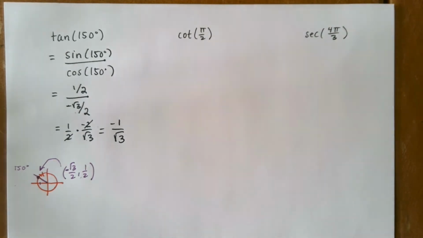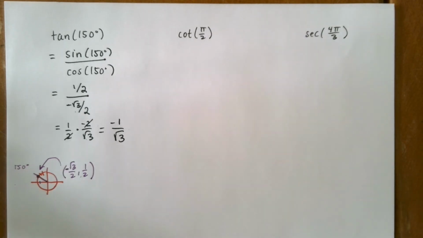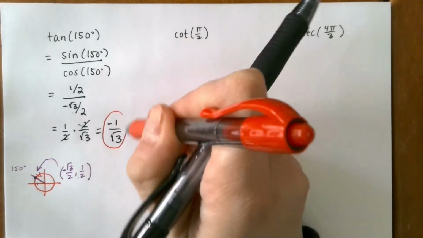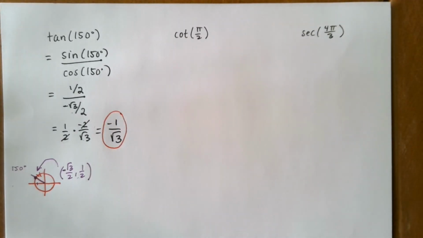Some people write this number as negative root 3 over 3, but there won't be a need in this class to format it in any sort of special way. As long as you've done the cancellation that's possible, this will be your final answer.